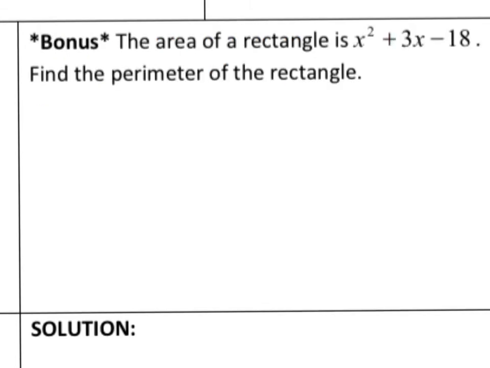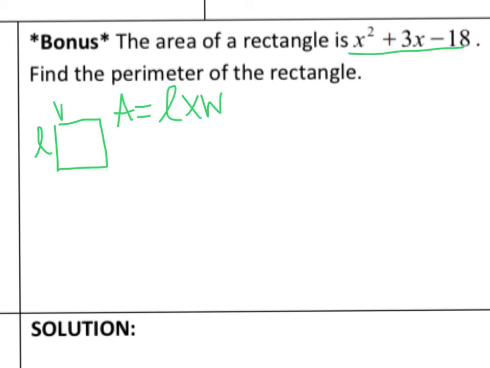Okay, so this one gives us an area, which is listed here, and it wants us to find the perimeter of the rectangle. So let's talk about what we know about rectangles and area. So area equals length times width. So there's going to be a length and a width over here somewhere. So how can I go from this term right here, and how do I know what multiplies to make that? And I'm going to use my trinomial magic square here. So I'm just going to factor this out to see what factors multiply to give me this trinomial.